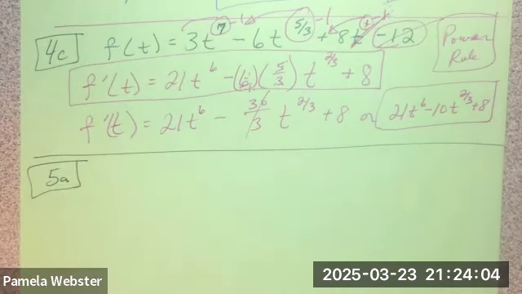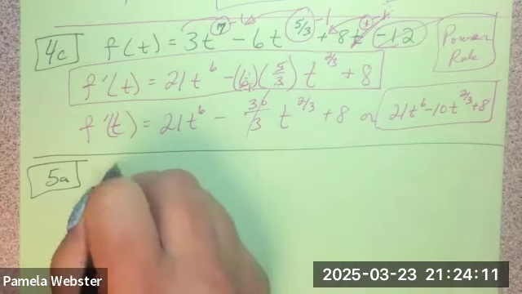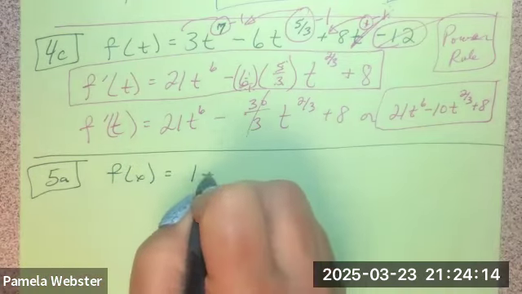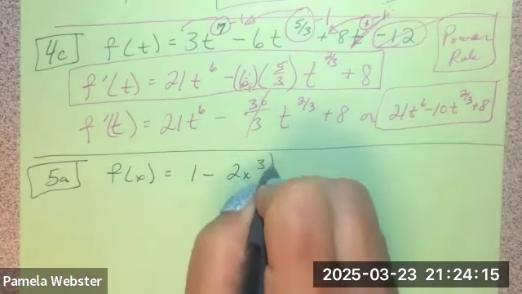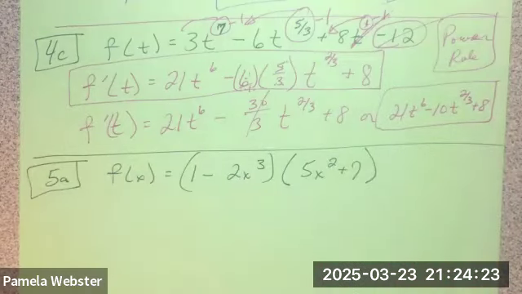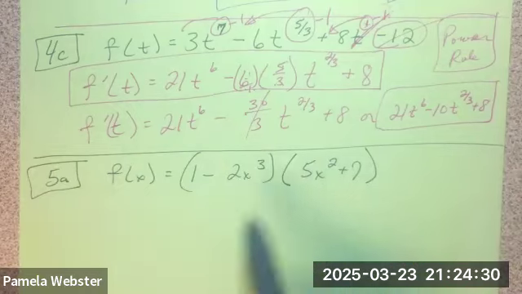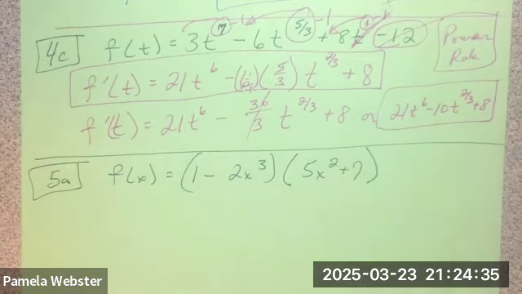5a says, find the derivative of the function, show all work in order to receive full credit, simplify as much as possible. So 5a says f of x equals 1 minus 2x to the 3rd times 5x squared plus 7. And I look at that and go, whoop, that's not a power rule. Now, technically speaking, could you distribute this through and make it into a power rule? Yeah, you could. But at some point, that rearranging stuff gets old and you make mistakes.